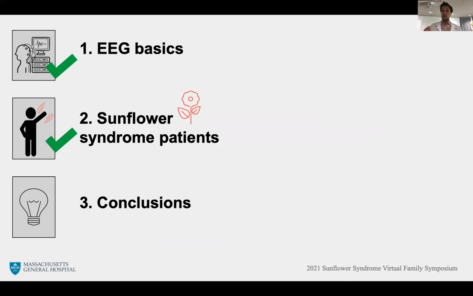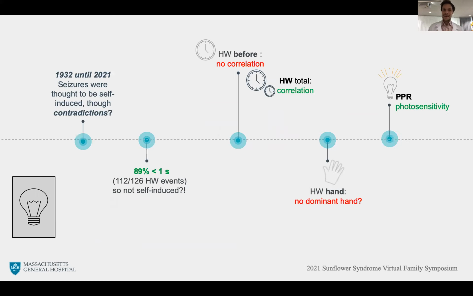So to conclude, all that we have learned today, hopefully, is that since 1932, there were a lot of contradictions. Were the seizures self-induced or not? And interesting to see is that our study shows that if you want to self-induce seizures, you need to have at least 1 second or more of this hand waving activity. And in roughly 89% of our patients, it's below this 1 second. So it's not enough to induce these seizures.